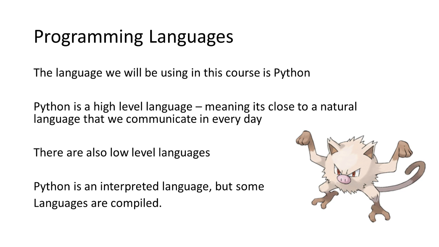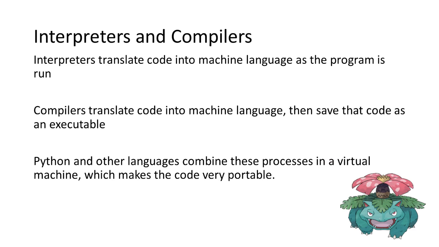Now we can also classify programming languages into interpreted languages or compiled languages. Python is an interpreted language, but some languages are compiled. When we say that Python is interpreted, we mean that when we run our program, it's translated in real time into machine language as the program is running. A compiler, or in a compiled language, alternatively translates code into machine language and saves it as an executable. So if you have an exe file on your computer or something similar, that code was written in a compiled language.